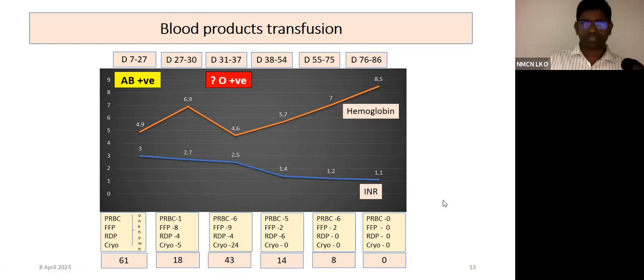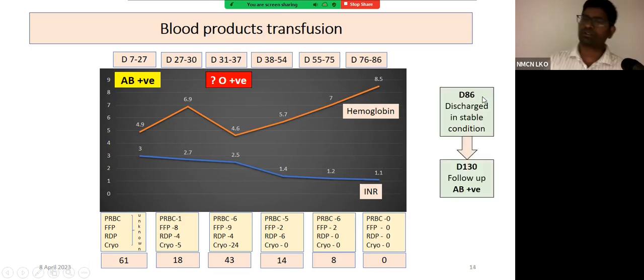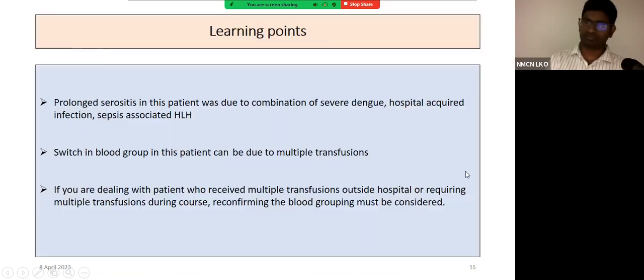And gradually the transfusion requirement decreased, and in the last 2 weeks the patient didn't require any transfusions. The patient was discharged on day 86 in a stable condition. During the follow-up on day 130, we again repeated the blood grouping and also salivary grouping, which was suggestive of AB positive again.